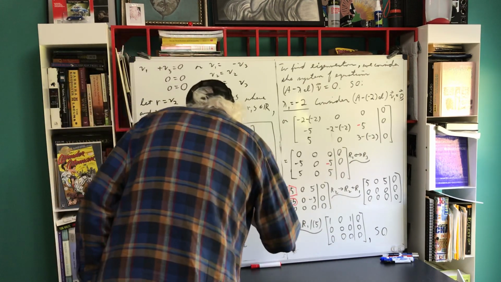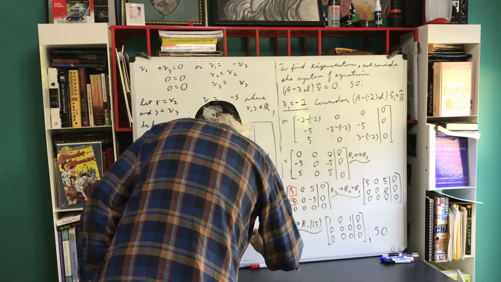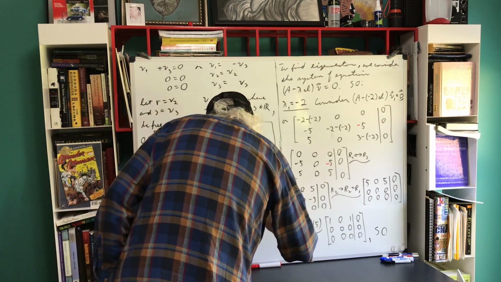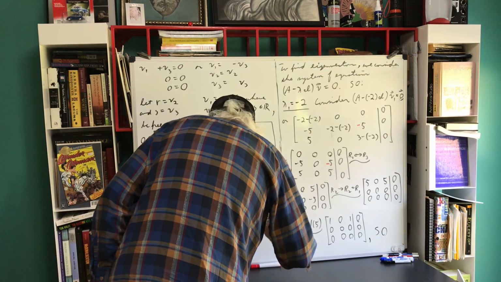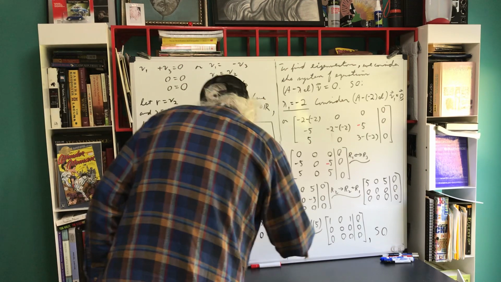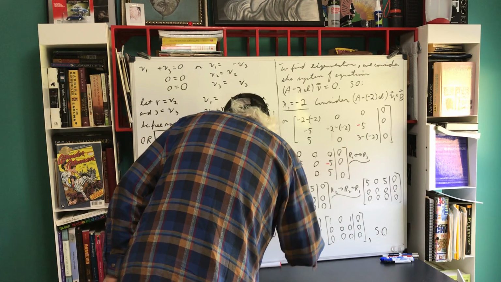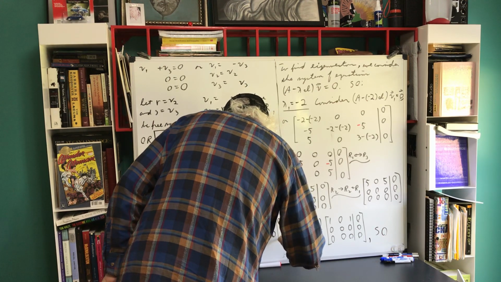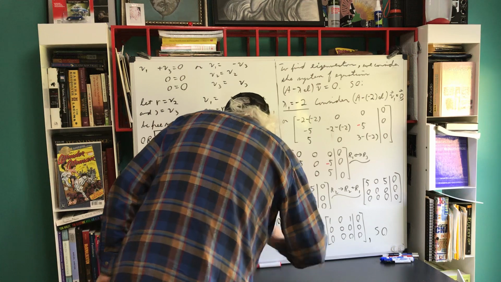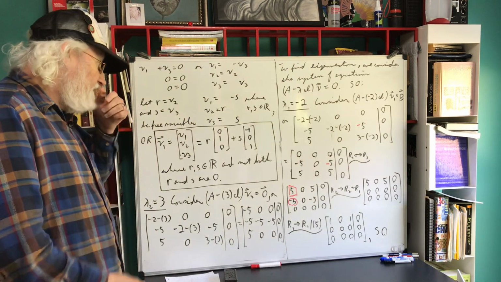Negative 2 minus 3 is negative 5. Negative 5 and 5, 0. Negative 2 minus 3, still negative 5. 0, 0, negative 5, and 0, augmented with the zeros. Okay, there's a system of equations we need to solve.